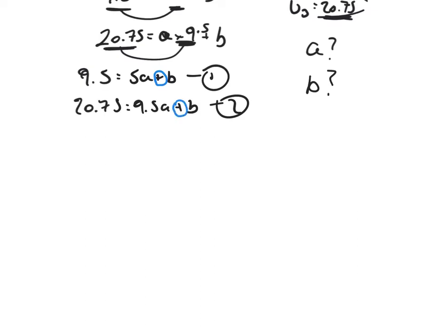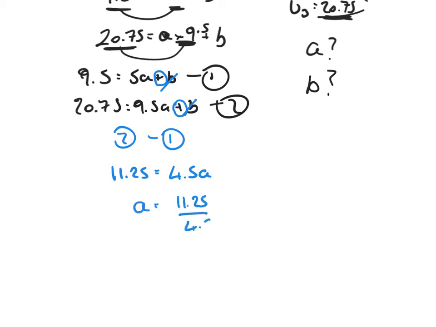The signs are the same, so I can subtract. I'm going to do 2 take away 1. I could just as soon do 1 take away 2, that would be fine as well. 20.75 take away 9.5 gives me 11.25, which is equal to 9.5A take away 5A, which is 4.5A, and B take away B will cancel out. A is then equal to 11.25 divided by 4.5, and that will give me 2.5 for A.